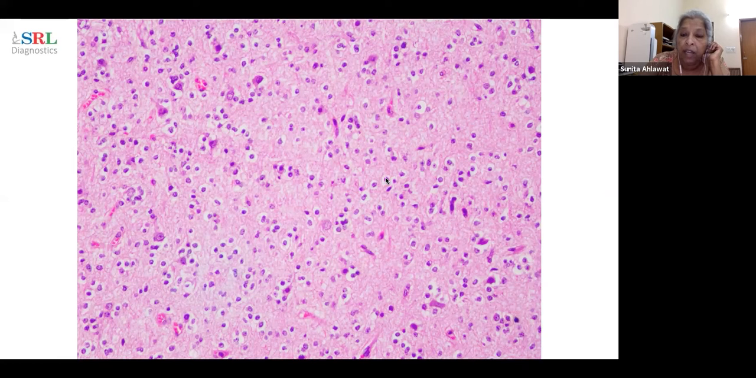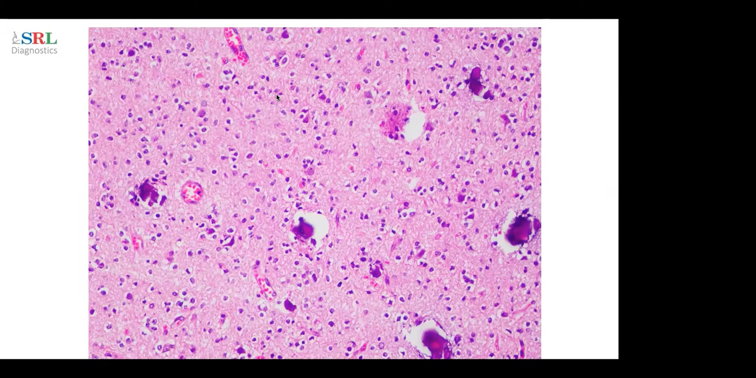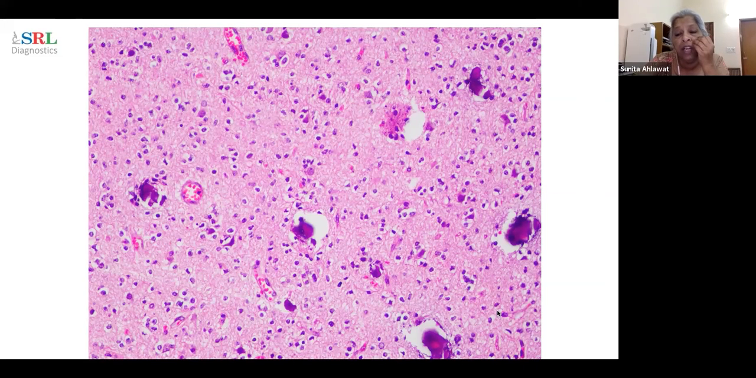The nuclei are very round, show very little variation, and it has a very delicate vasculature. Another thing is what is called chicken wire vasculature. All these delicate, branching capillaries you see. The other very characteristic feature that is seen is mineralization of the tumor. These psammoma bodies or calcification are seen. This is also a characteristic feature of oligodendrogliomas.